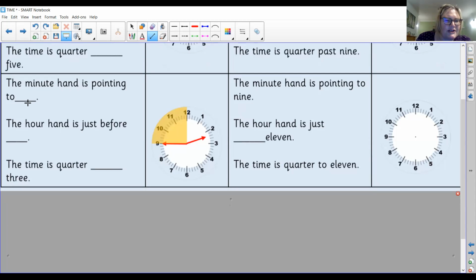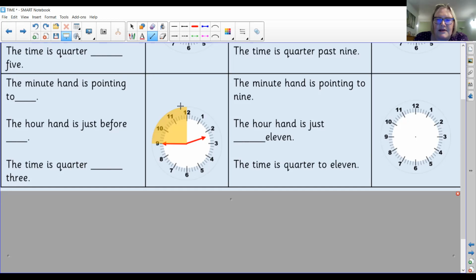Okay, let's look at this next one. The minute hand is pointing to. So look at the minute hand. Which number is it pointing to? Yep, it's pointing to the 9. So that tells you it's a quarter to time. The hour hand is just before the, which number is it just before? Well, it should be before the 3. It possibly should be moved down a little bit. So the time is 2:45.